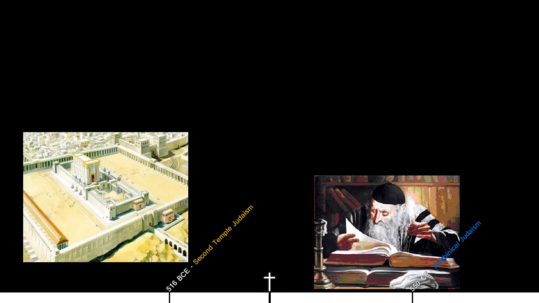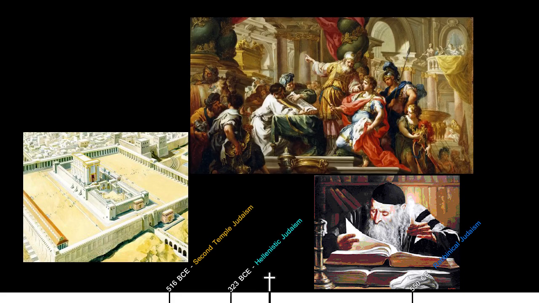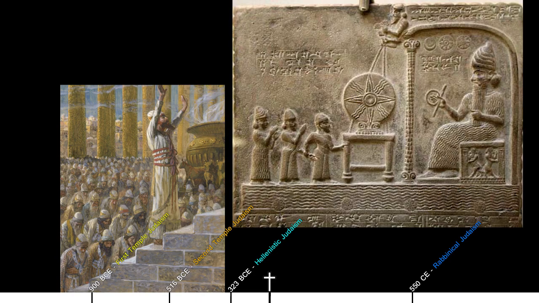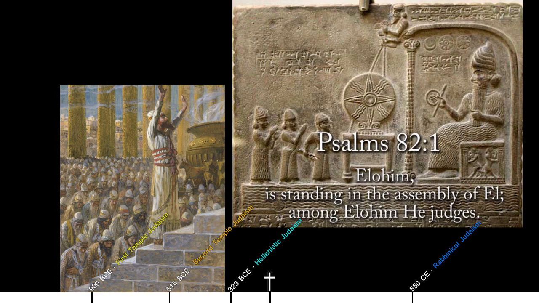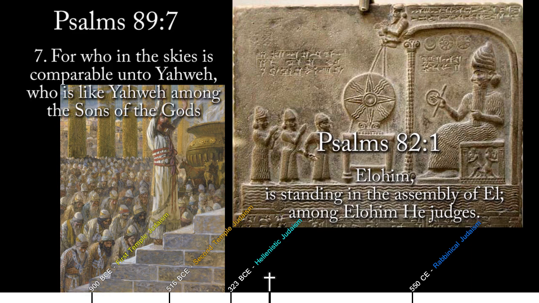Prior to the school of thought known as Rabbinical Judaism, there existed Second Temple Judaism and various schools of Hellenistic Judaism. These iterations of Judaism, as well as the original religion of Yahweh as it was practiced in ancient Israel and Judah, prior to the Babylonian captivity, were henotheistic, not monotheistic, as evidenced by Psalms 82 and 89, as well as the first of the Ten Commandments.